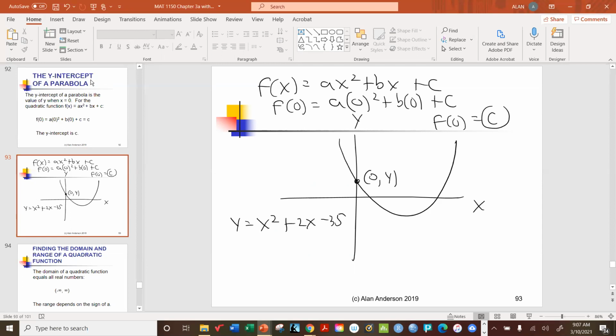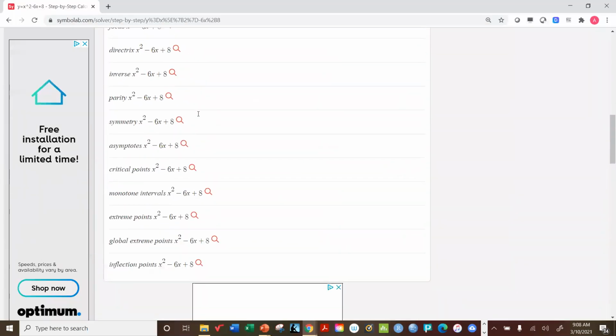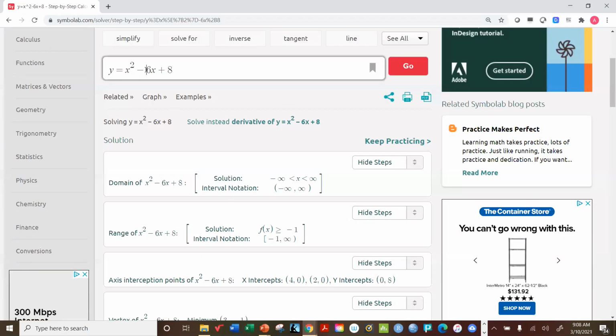Oh, you know what we forgot to do? I think we forgot to plot this on Symbolab. Hold on one second. Let's go over there for a second and look at it. Yeah, we never did this one. So let's take a peek. X squared plus 2x minus 35. Let's see what that actually looks like.